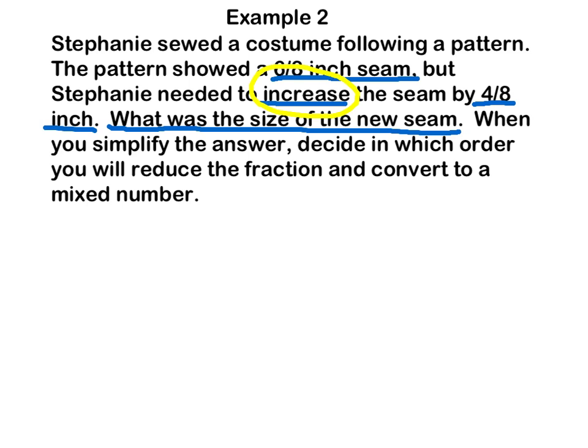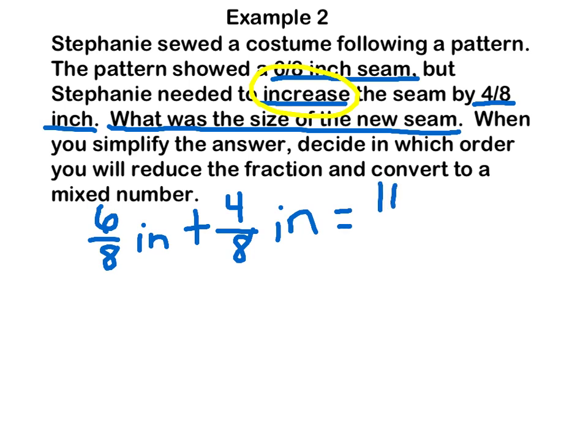So our addition problem is going to look like this. 6/8 of an inch plus 4/8 of an inch is equal to 10/8 inches. Now, our question is saying, what was the size of the new seam? And then simplify the answer. So this is our answer, but we need to simplify it. So we need to decide whether or not we want to reduce or convert first. I think I would like to reduce first. So that's the method I'm going to show you. So we're going to reduce first.